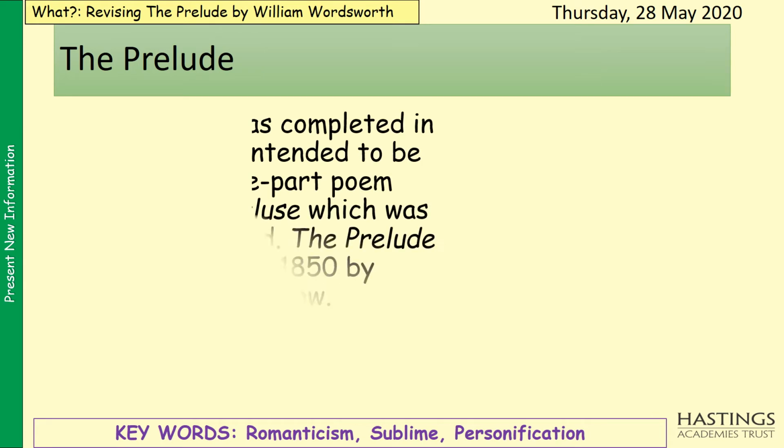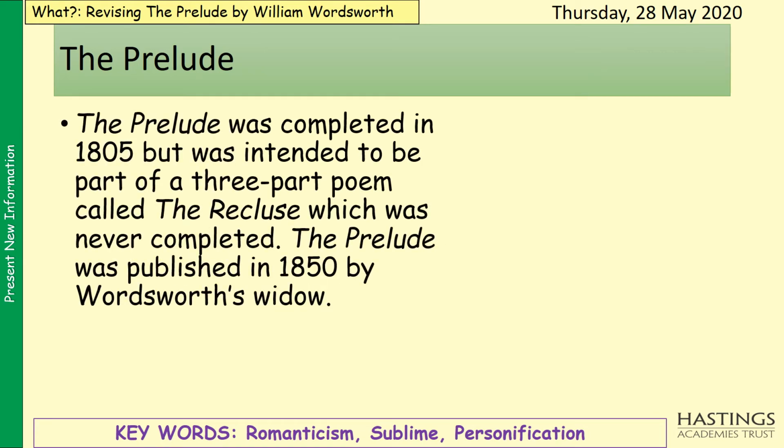So the poem itself, it was completed in 1805, but Wordsworth intended it to be part of a 3-part poem called The Recluse, which was never completed. So it was actually published in 1850 by Wordsworth's widow. So he didn't see it published because he wanted to finish a 3-part poem that he was writing.